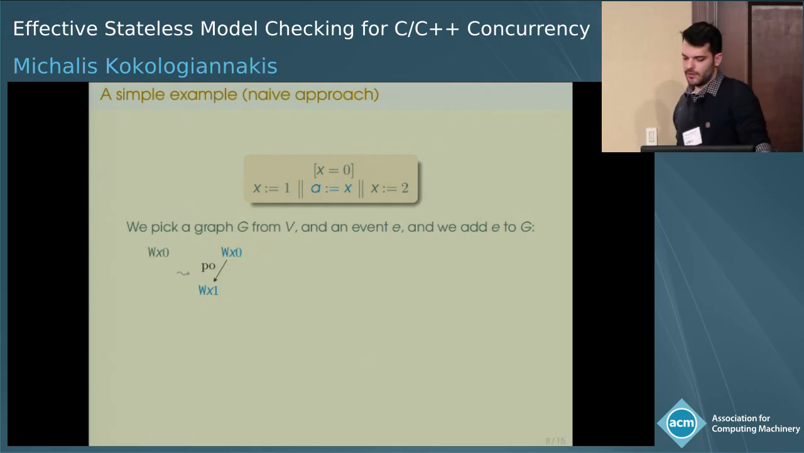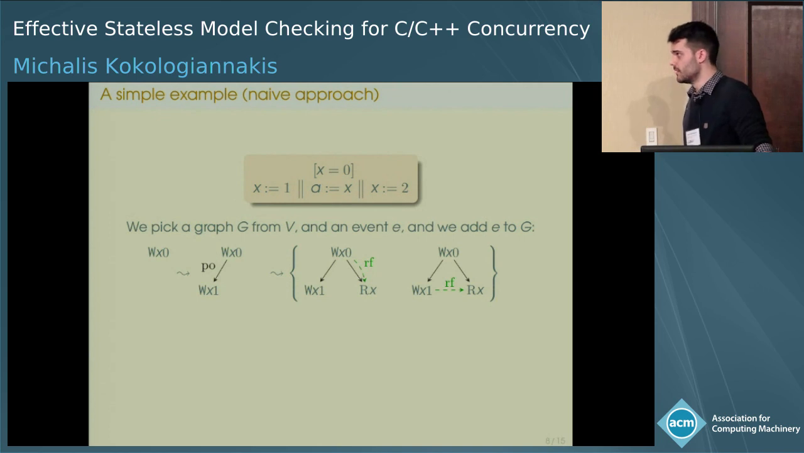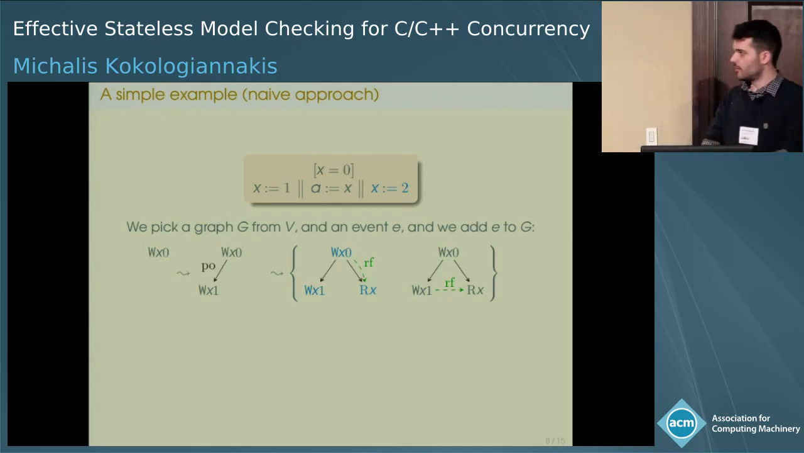So here we are about to add a read, and this read can read either 1 or 0. It's consistent to read both these values. So, of course, we need to explore both of these scenarios, and we'll end up having 2 graphs. So in the first graph on the left, the read actually reads 0, and in the second graph, the read reads 1. Again, we repeat this procedure. We pick a graph from the set V, we pick an event that isn't already in the graph, and we add this event. Now here we're about to add a write.